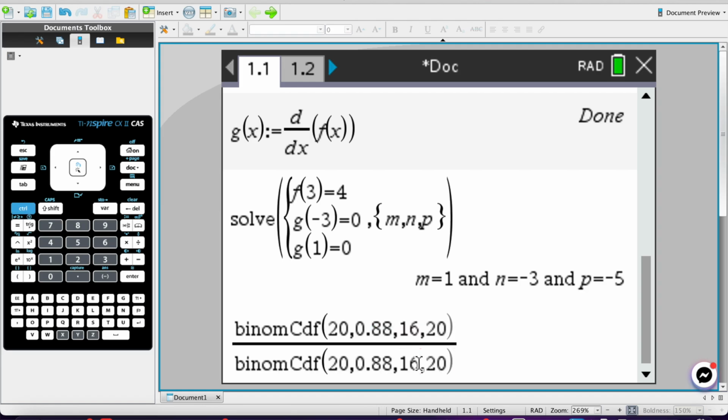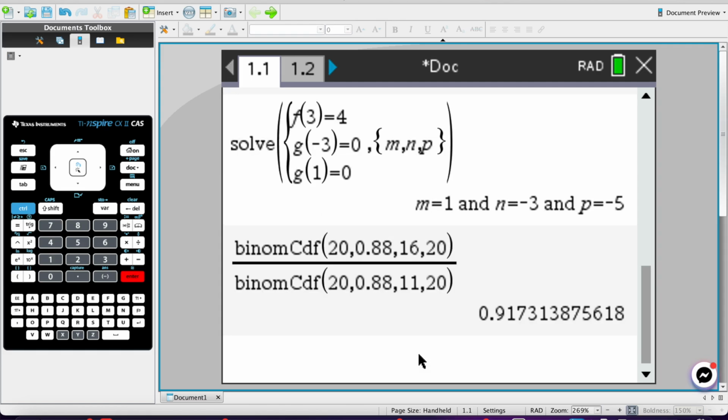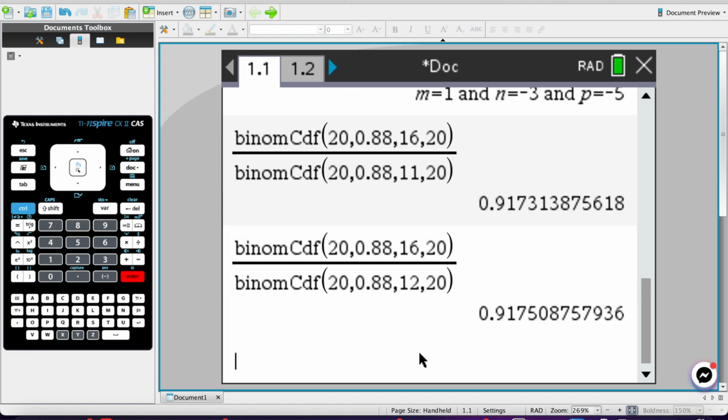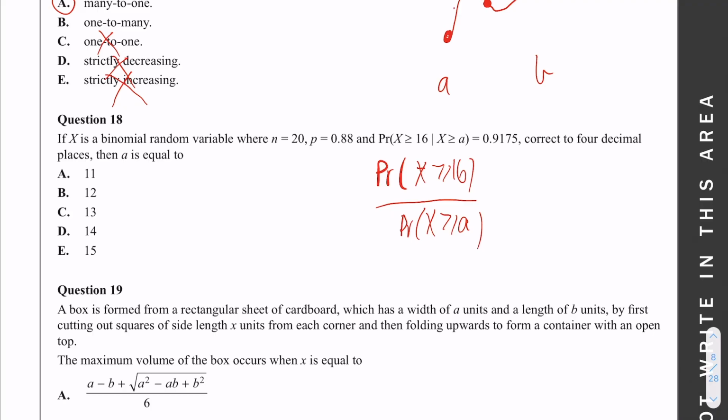So if we take a to be 11, we get 0.9173, and the answer was 0.9175, so probably not that one. Next one, 12. Yep, 12 gives us that 0.9175. And that makes our answer B.